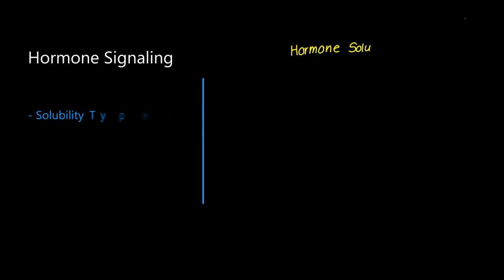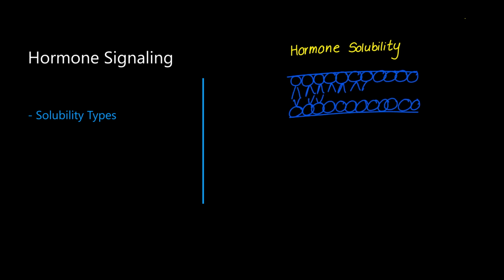Hormones come in two flavours based on solubility. Water-soluble hormones cannot cross the cell membrane, so they bind receptors on the cell surface and use second messenger systems inside the cell.